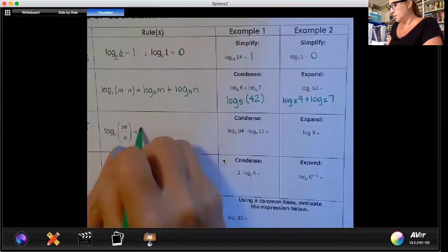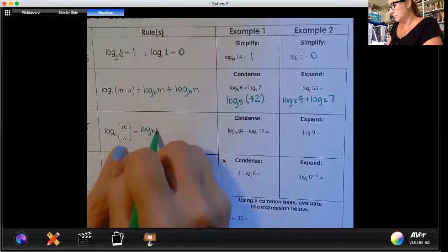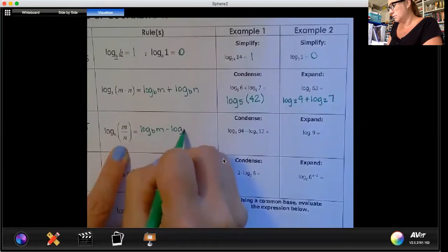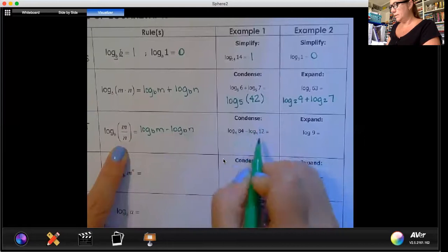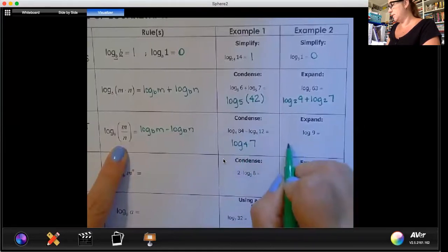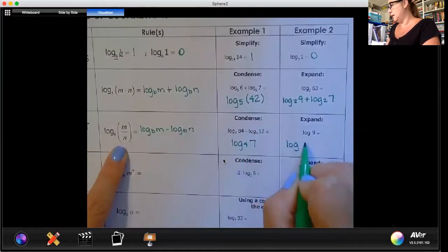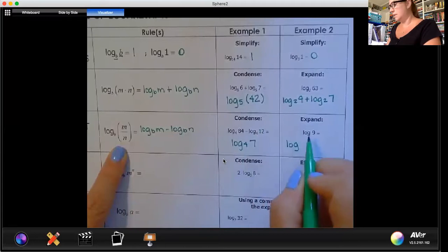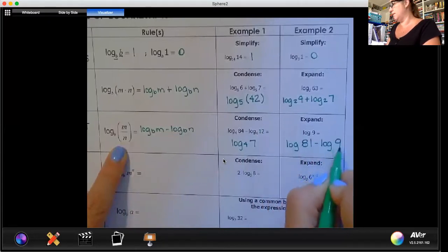Division implies subtraction. To condense, that means to put it together. 84 divided by 12 is 7. And to expand, log base, anything that divides to give you 9. I'm going to do 81 minus log of 9.